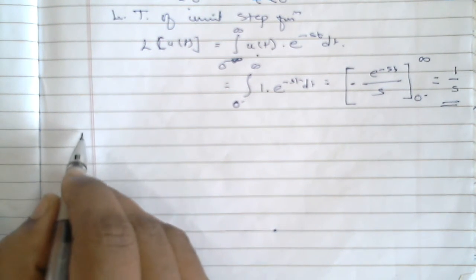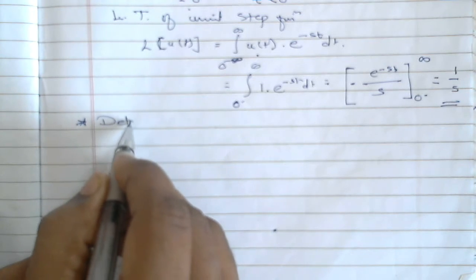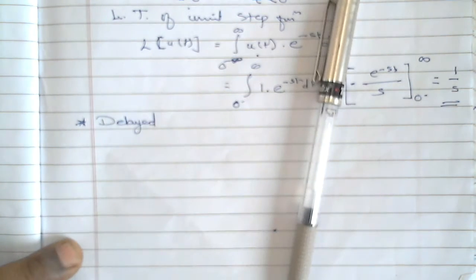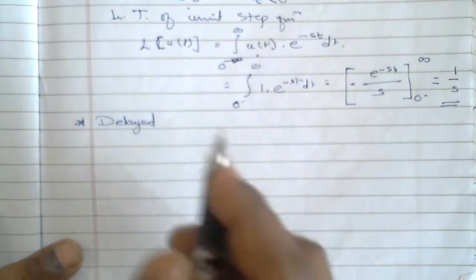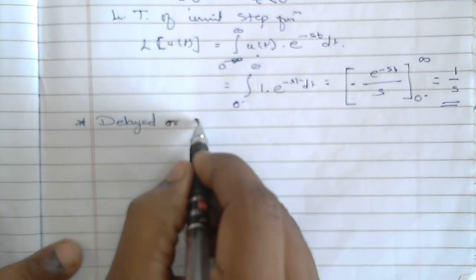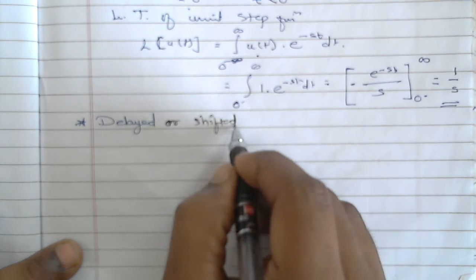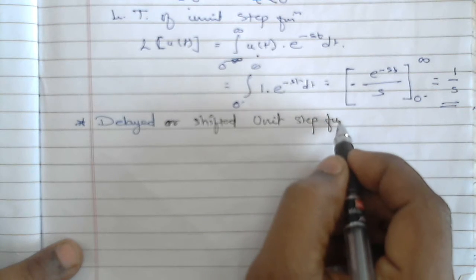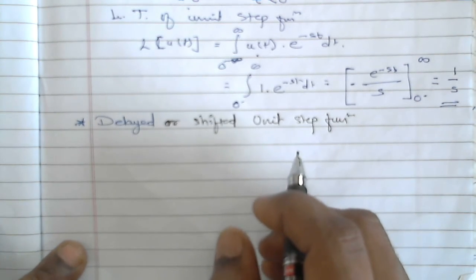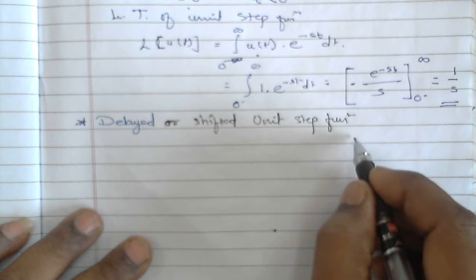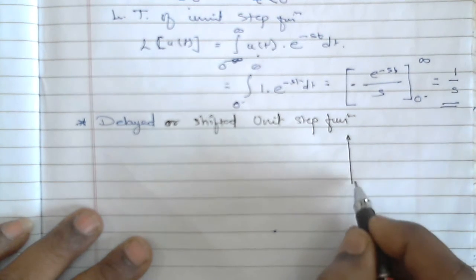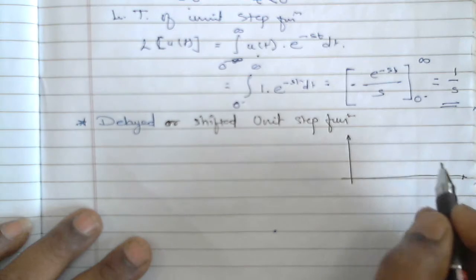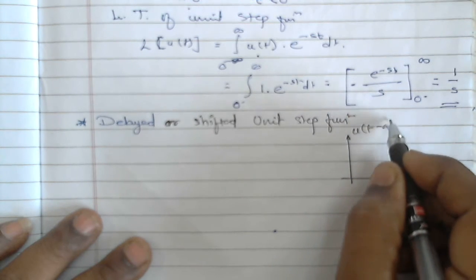Next is the delayed or shifted unit step function. Delayed or shifted unit step function means, see, this u of t minus a.